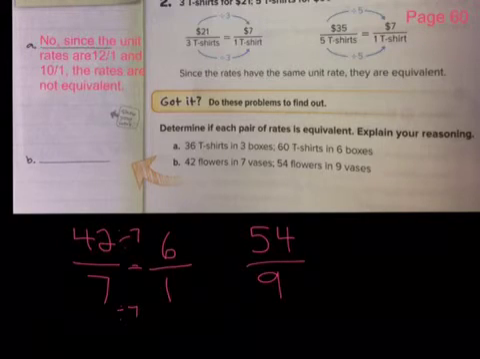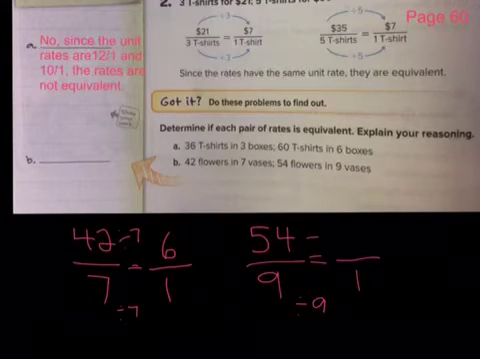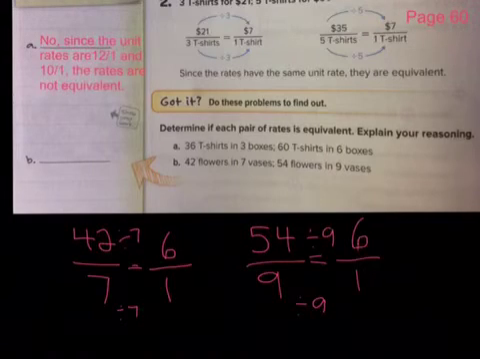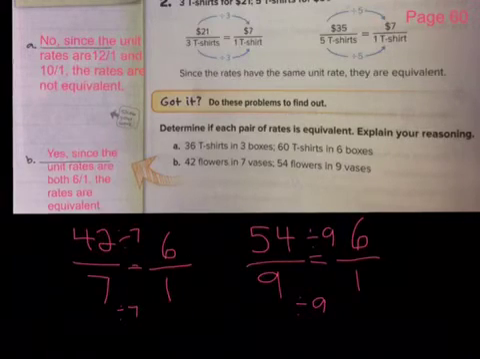Let's do the same thing to the other. Okay, I must divide the 9 divided by 9, so I get 1, and I'm going to divide the 54 by 9, and that'll give me 6. So there we go. It's also 6 flowers to 1 vase, and these are equivalent. Okay, so question B. Yes, we're answering the question. Are they equivalent? Yes, they are. Since the unit rates are both 6 to 1, 6 flowers to 1 vase, the rates are equivalent.